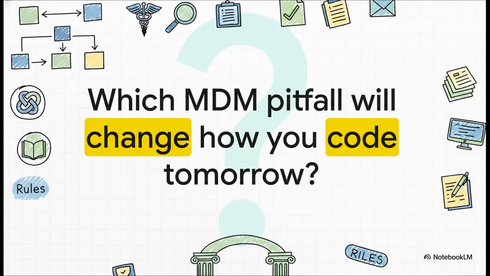We've built the whole blueprint, from that simple master formula all the way to the final grid. So now I have a question for you. Thinking about all these rules and common pitfalls we've uncovered, which one is going to change the way you code tomorrow?